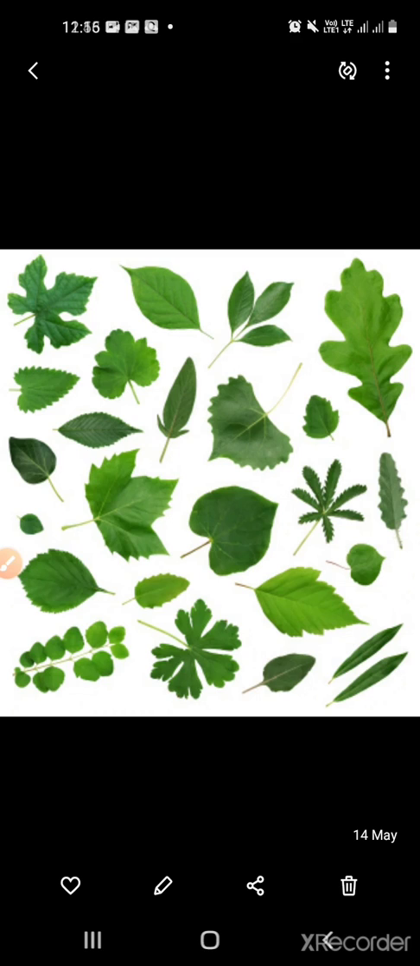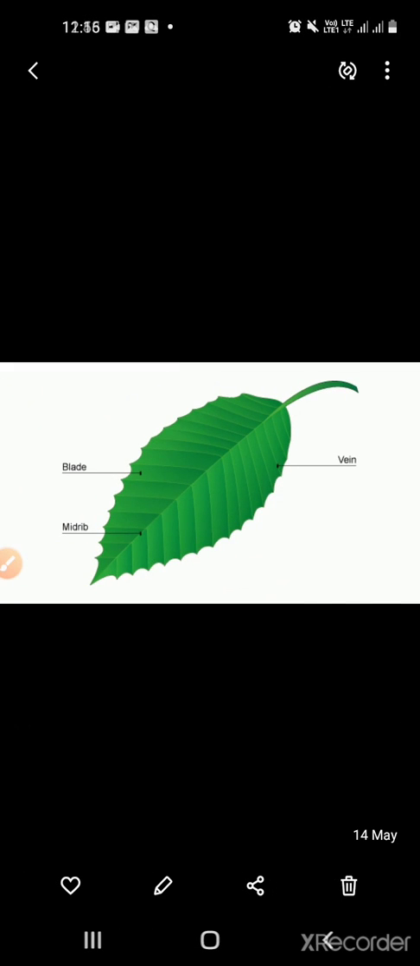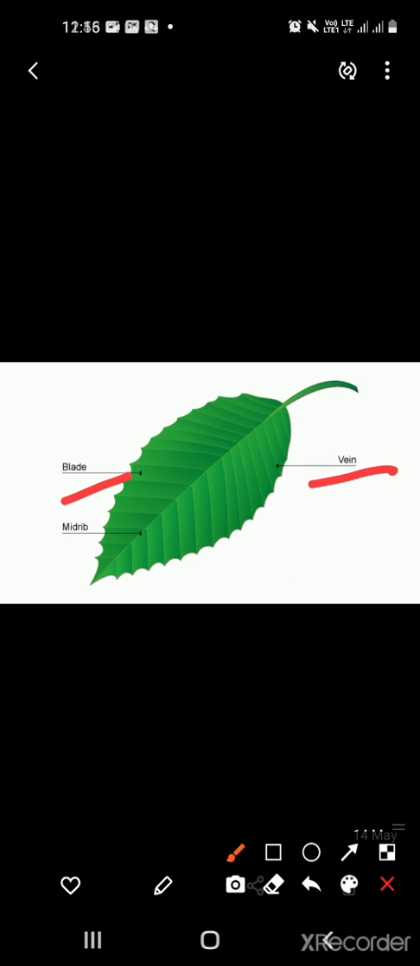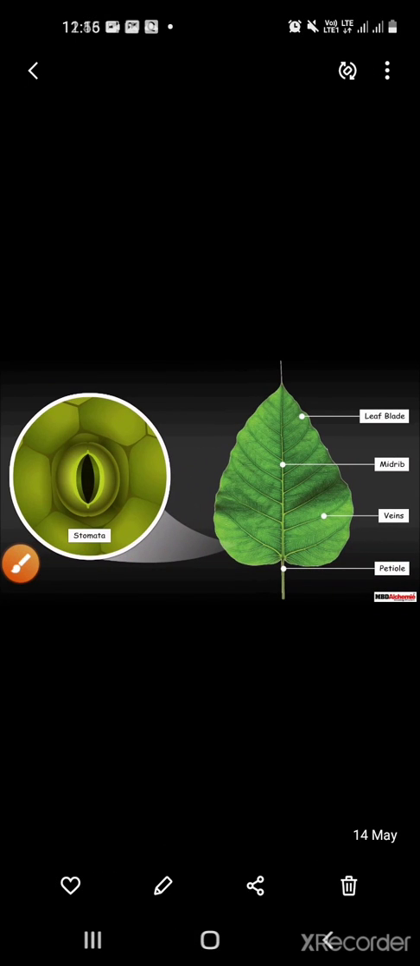So let's talk about its structure or its parts. Here you can see a leaf and its parts. A leaf has three main parts. In our syllabus, we just read this. It has more than three, but here we have only three parts. First one is the vein, next is the leaf blade, and the third one is the midrib. This straight line is known as the midrib, and this is the leaf blade, and this is the vein, and this one is the petiole.